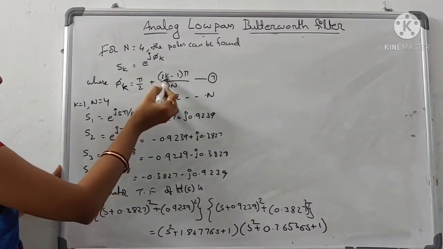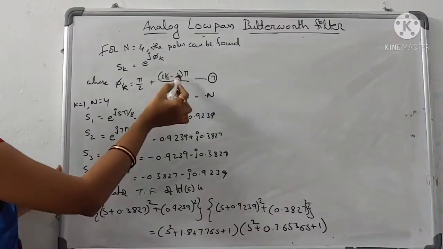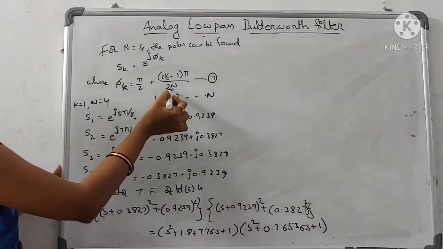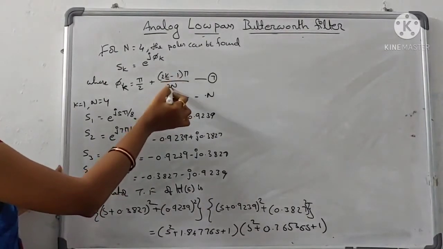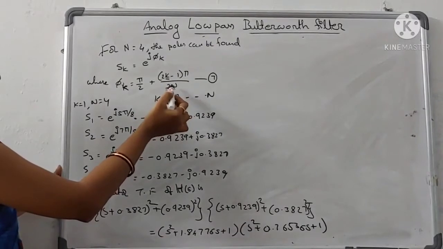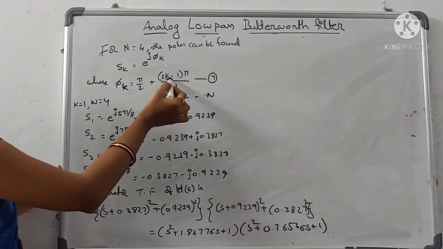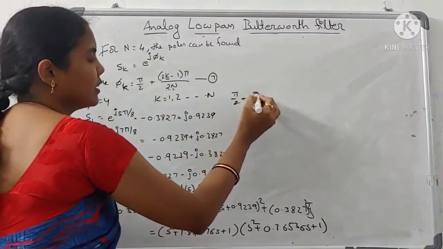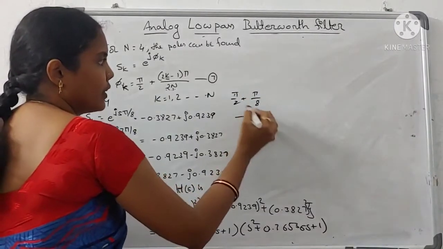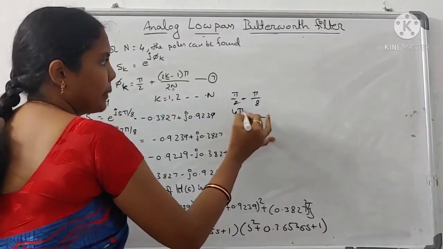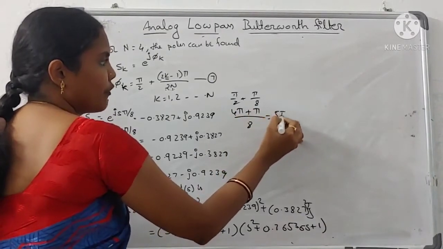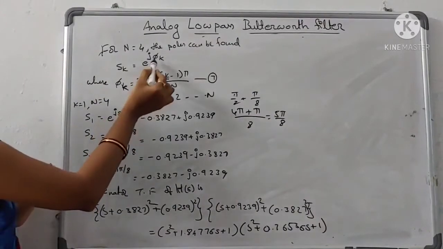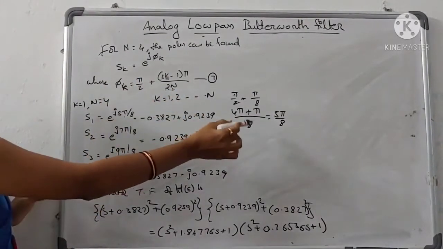If you substitute k is equal to 1, it means 2 minus 1 into pi divided by 2n. What is the value of n? 4. 2 into 4 is 8, that is pi by 8. So pi by 2 plus pi by 8. LCM is 8, so 4 pi plus pi, that is 5 pi by 8. So e power j 5 pi by 8. So pi k value is 5 pi by 8.